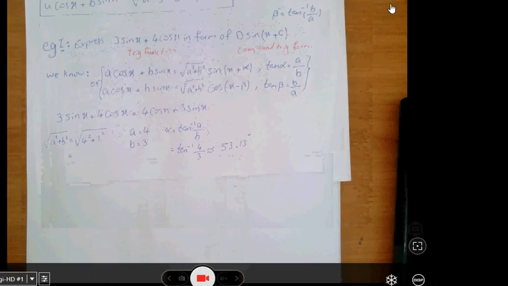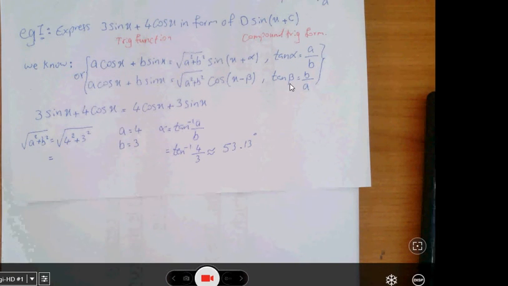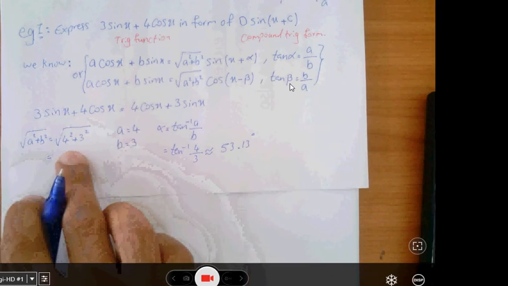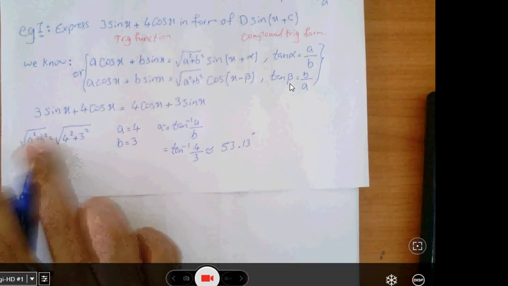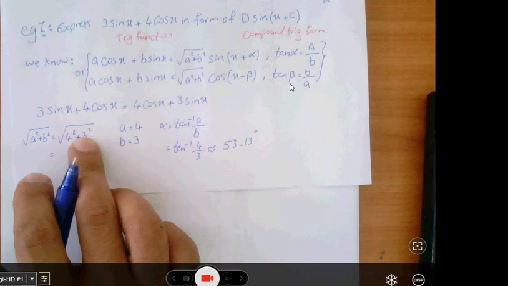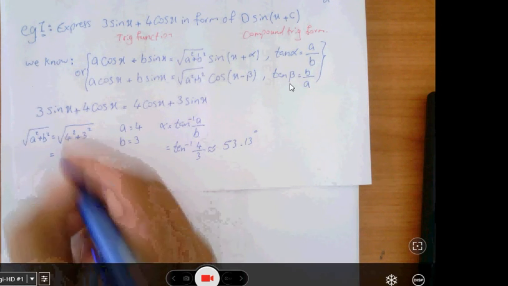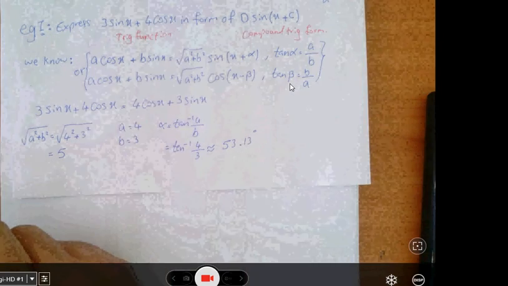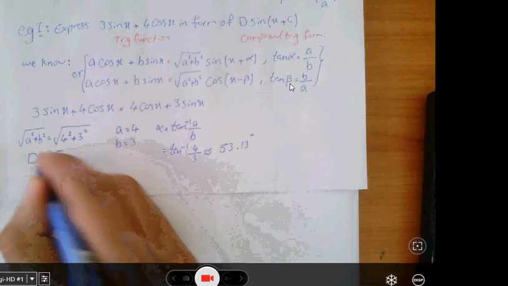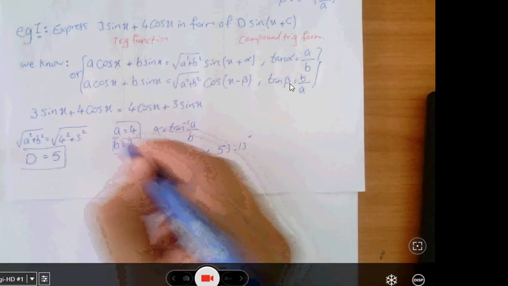All right, so I found my angle. The quantity, the square root of a squared plus b squared, can be easily calculated. So that's 16 plus 9, which is 25. The square root of 25 is 5. Perfect. That will become my D. I have this, this, this, and my angle.